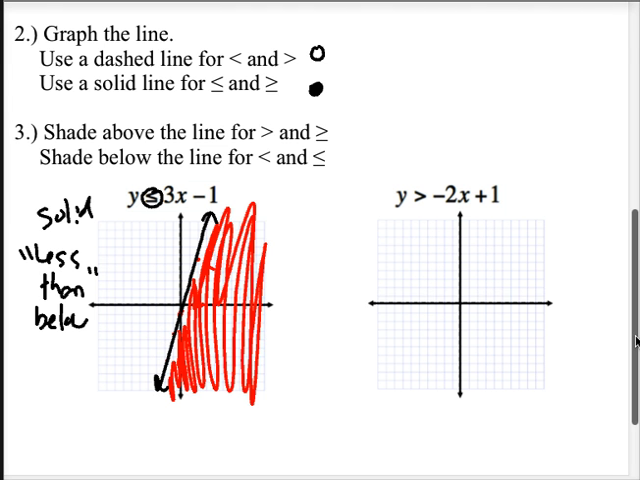All right, let's look at our next one. So here we have a y-intercept at 1. Then we have a slope of negative 2. So down 2 over 1, down 2 over 1. We can go in the opposite direction as well. So there we get a general idea of the graph. But now I need to look at my inequality sign. So here it's strictly greater than. Strictly greater than means dashed. I'm going to dash that line.